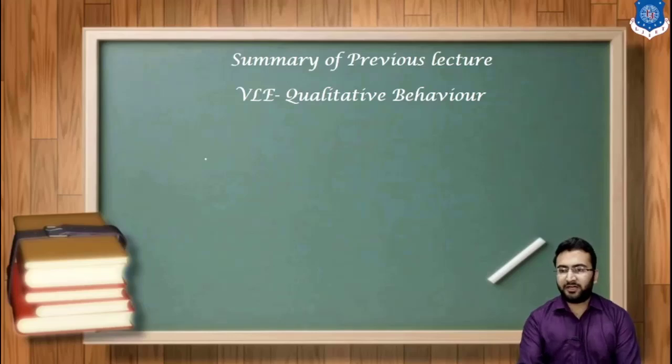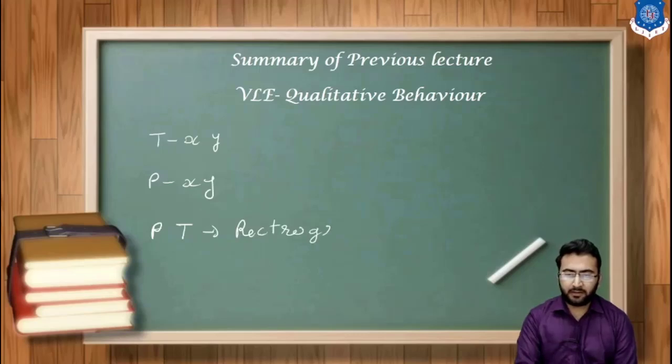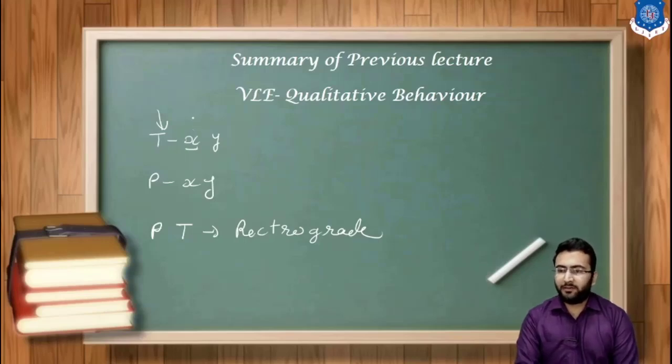To understand the quantitative behavior of vapor-liquid equilibrium, there are mainly three diagrams: TXY diagram, PXY diagram, and PT diagram. The PT diagram is also known as retrograde condensation. In the TXY diagram, T stands for temperature, X stands for the mole fraction of a particular component in the liquid phase, and Y stands for the mole fraction of a particular component in the vapor phase.